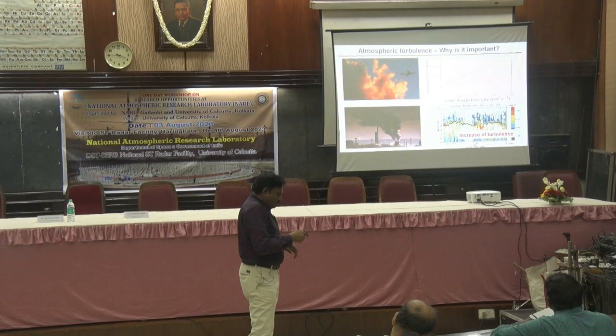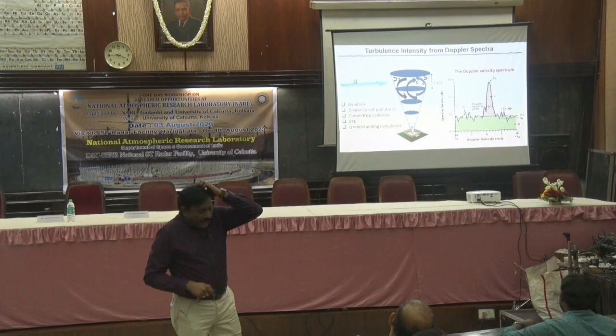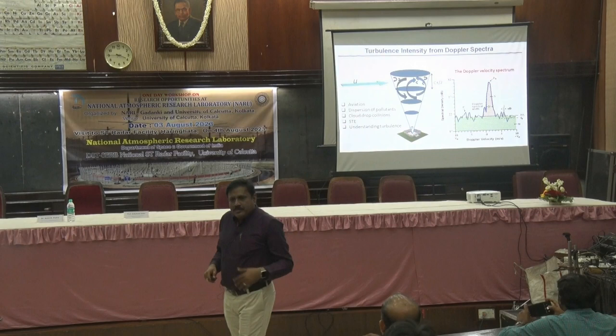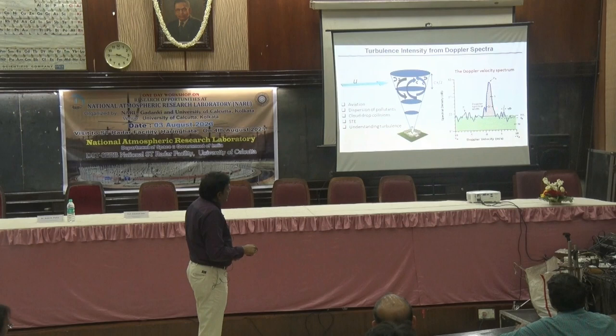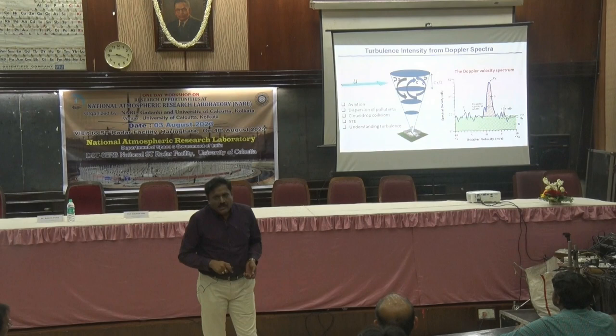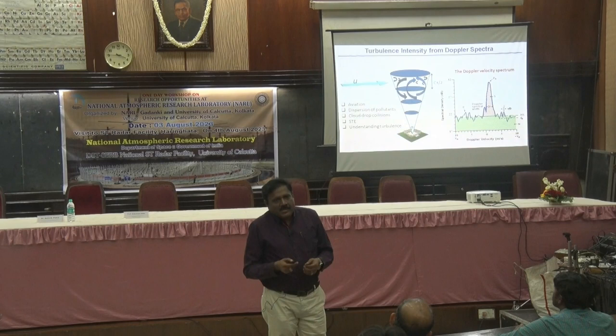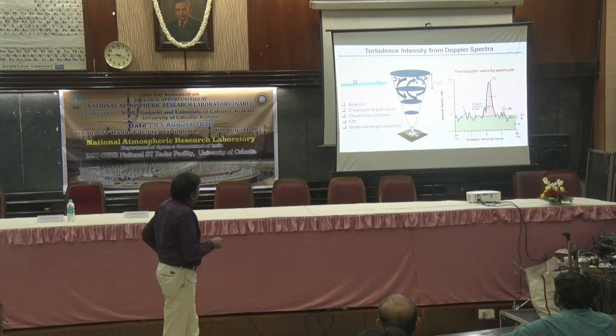And of course, in the stratosphere-troposphere exchange process also, turbulence plays a very important role. Now let us see how we measure turbulence. I've been telling from the beginning that we can measure turbulence with this radar. I also told that the spread of the spectra represents the intensity of the turbulence. If you have a broader spectrum, the turbulence will be large. If it is a narrow spectrum, the turbulence will be relatively small.